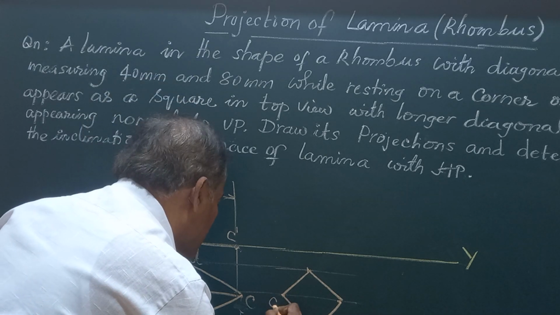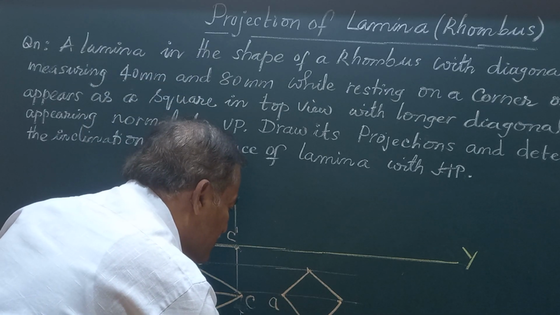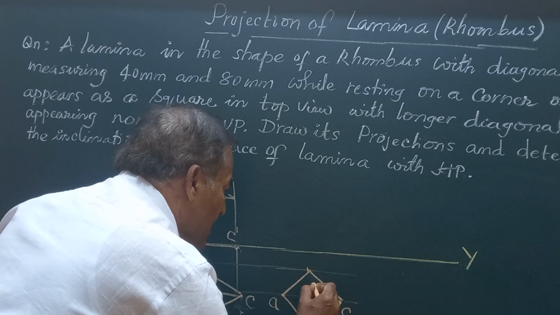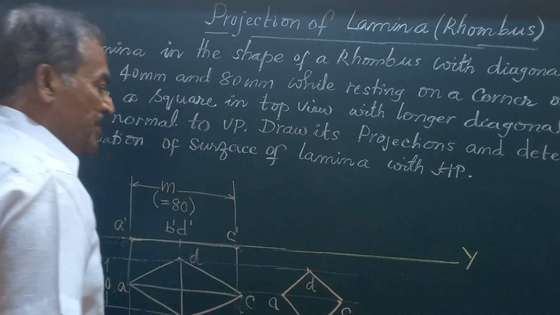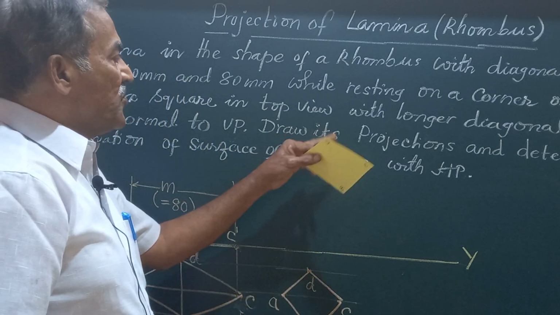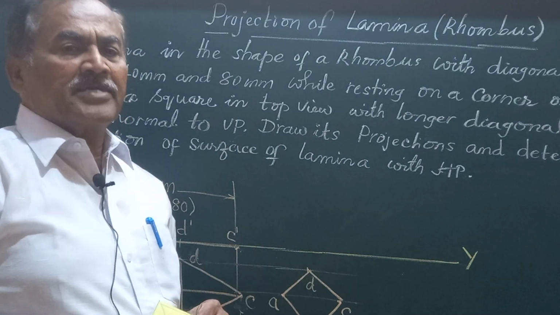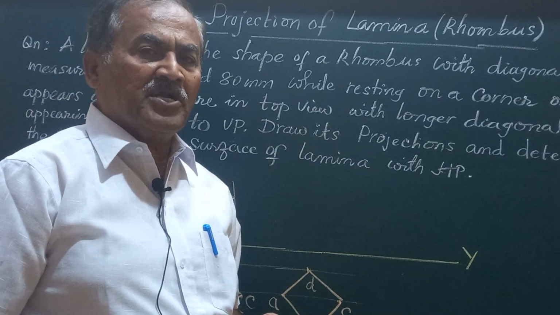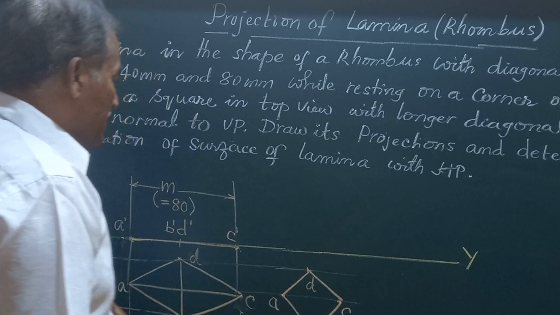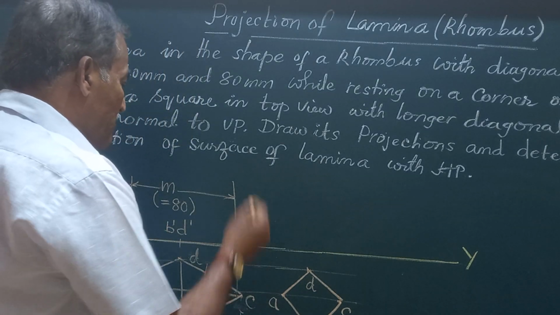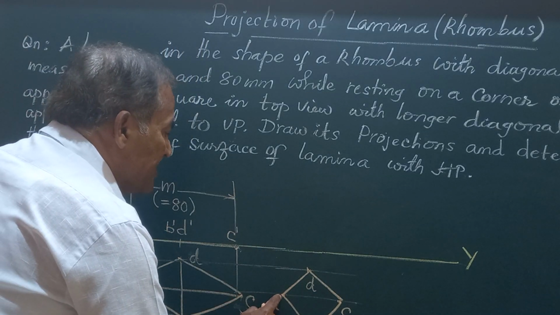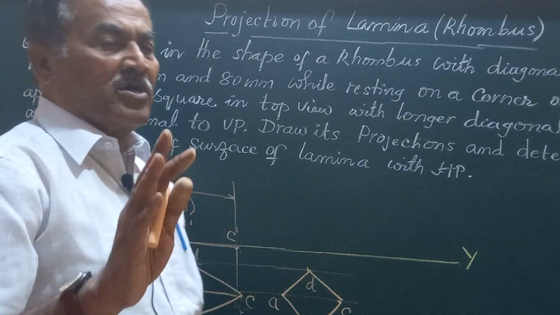So we will call this A, this is B, C, and this is D. Friends, they have given that the top view is a square. Let us get the corresponding front view of this lamina. So you will project these points one by one. The position of A is fixed. It has to be on HP.